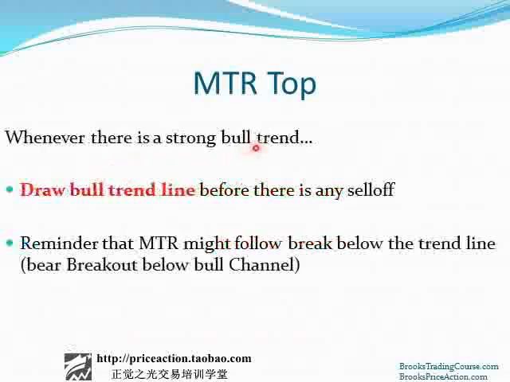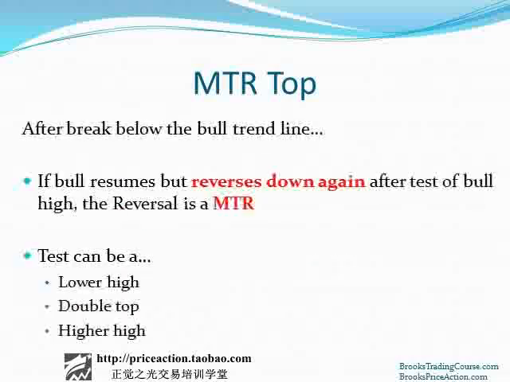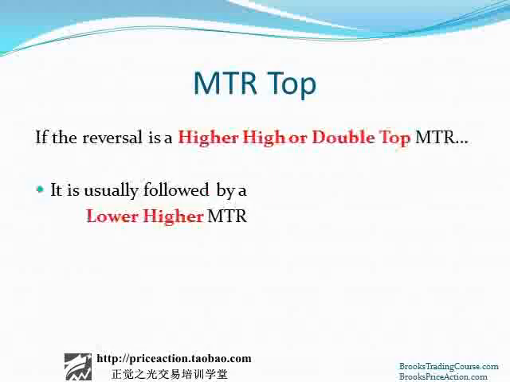Whenever there's a strong bull trend, you always draw a trend line before there's any sell-off. It's a reminder that a major trend reversal might follow a break below the trend line. In other words, a bear breakout below the bull channel. After the break below the bull channel, if the bull resumes but reverses down again after testing the bull high, the reversal is a major trend reversal. And again, the test of the old bull high can be a lower high, an exact double top, or a higher high. If the reversal is a higher high or a double top, it's usually followed by a lower high major trend reversal.